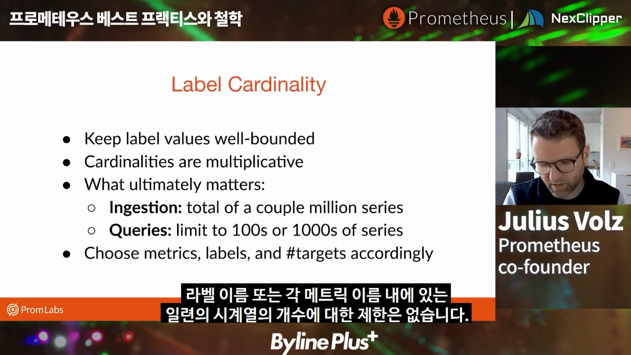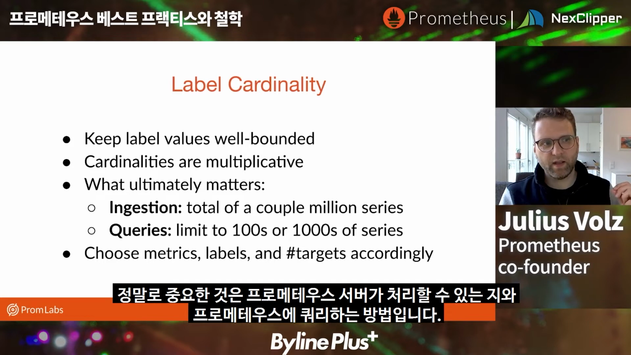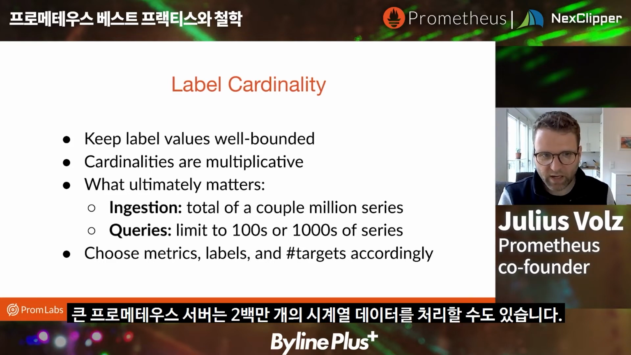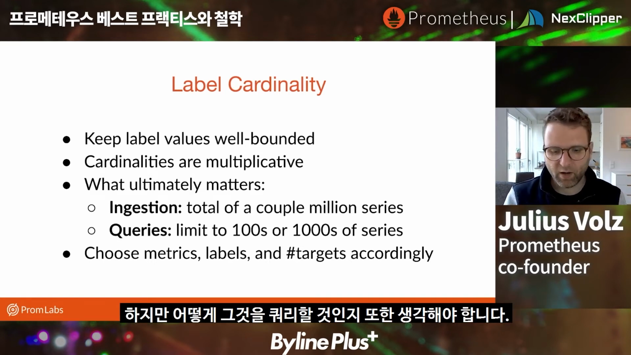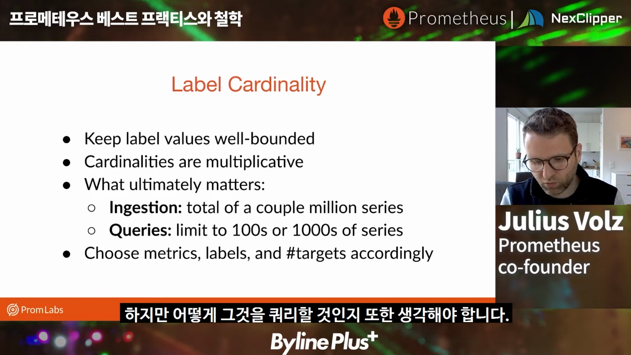Ultimately, though, there's no really hard rule for how many different values you can have on a single label name or how many series within one metric name. What really matters is what your Prometheus server can handle and how you're going to query it. So a large Prometheus server can handle maybe a couple of million time series. But then also you have to think about how to query it.